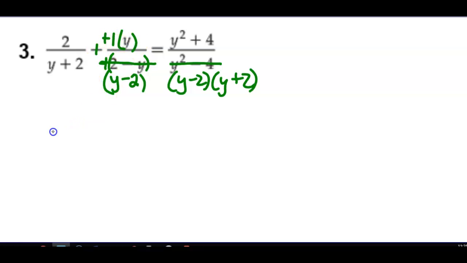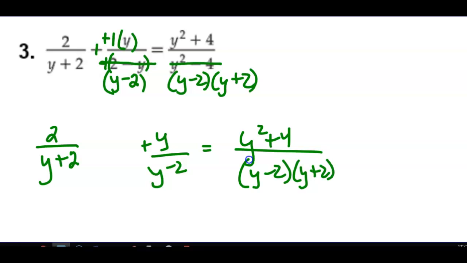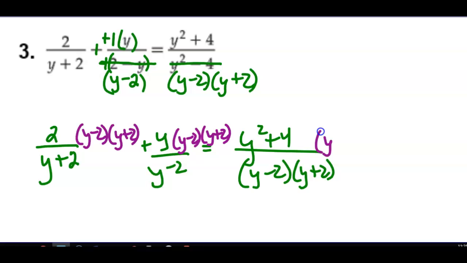All right, so I'm going to write this out. We have a 2 over y plus 2. We have a positive 1y over a y minus 2. And we have a y squared plus 4 over a y minus 2 and a y plus 2. The common denominator we're going to multiply by everywhere is a y minus 2 and a y plus 2.